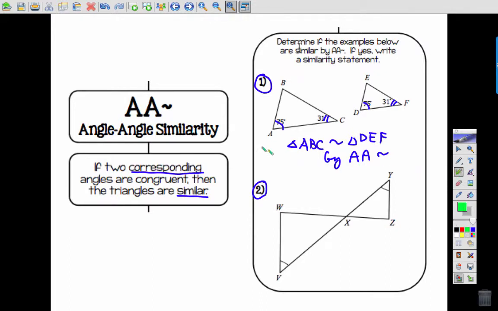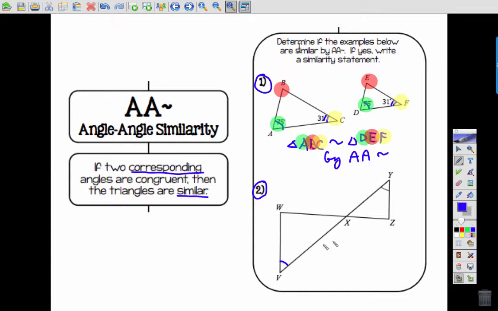Notice that the order of how you write the triangles matters a lot. Angle A and angle D correspond to each other. Angle B and angle E correspond to each other, and that's in my writing as well. And finally, angle C and angle F correspond to each other, and that's the last letter I used in describing both triangles.